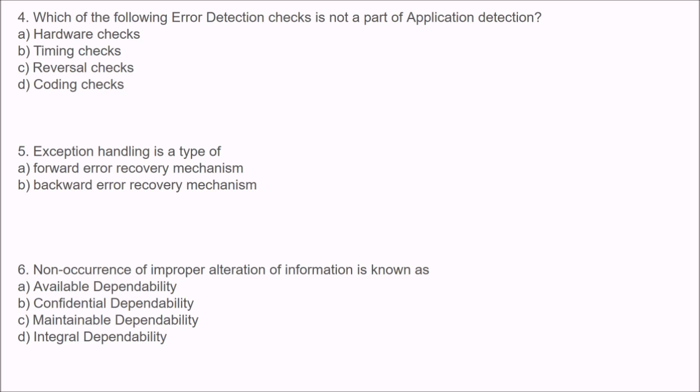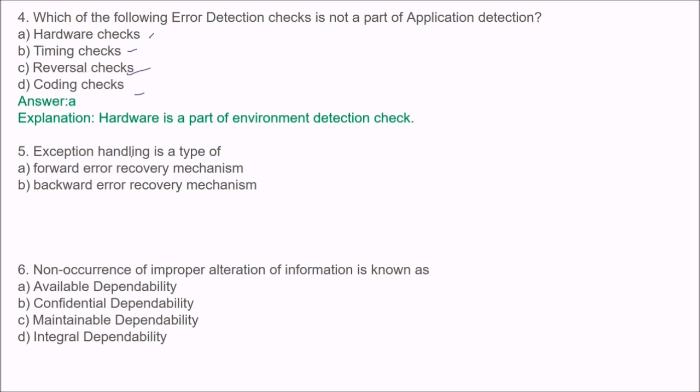Now the next question is, which of the following error detection checks is not a part of application detection? Can you answer which one of these is? The answer is A. Hardware checks. So hardware is a part of the environmental detection check.